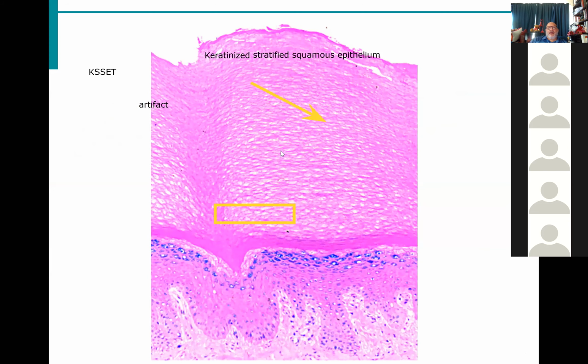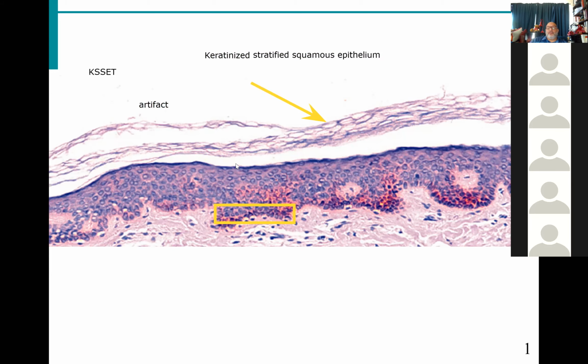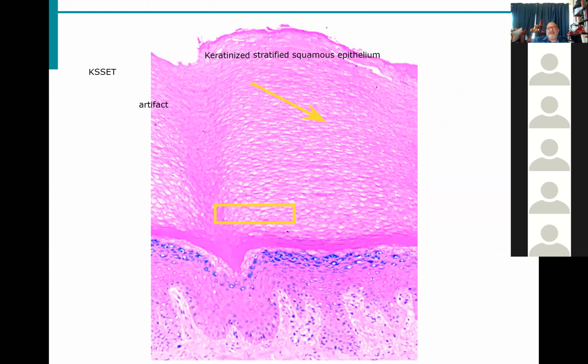Now, that was what we would call thin skin, like on your forearm. Here is skin like on the heel of your foot or the palm of your hand. This is what we would call thick skin. Notice, and hold on, let me get my eraser so I can get rid of some of this stuff. Oops, I didn't mean to erase that. I want that back.